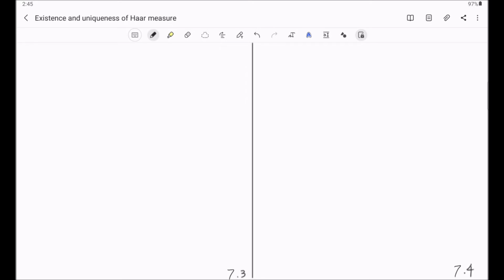Now let us state and prove this lemma. We'll call it lemma 2a. Let G be a topological group, and f is a compactly supported continuous function on G.